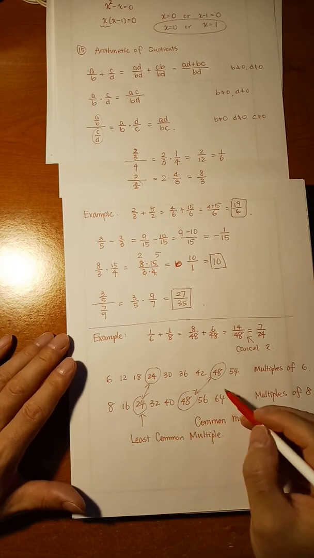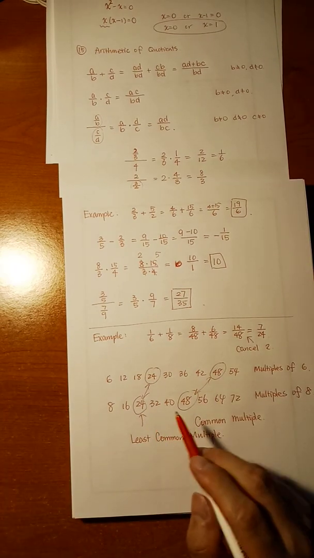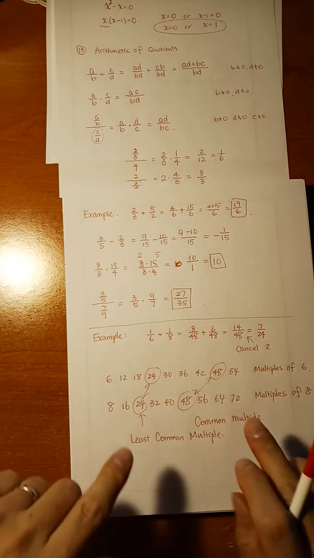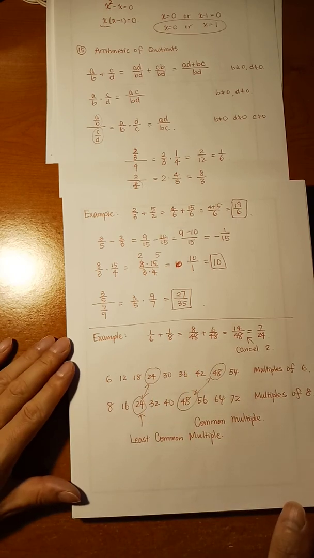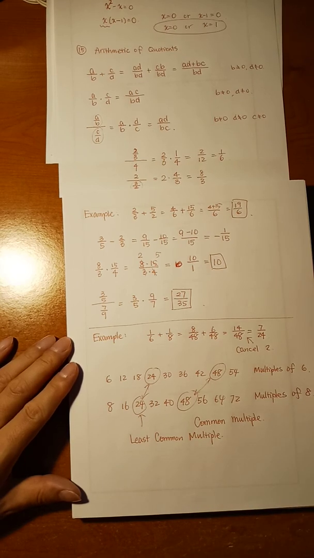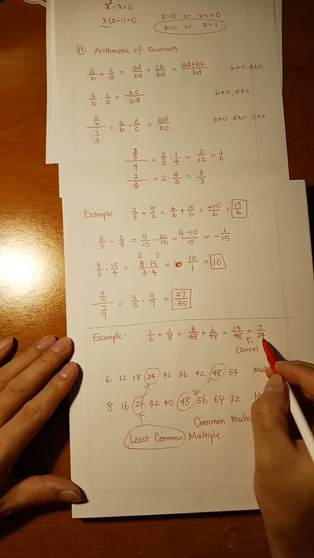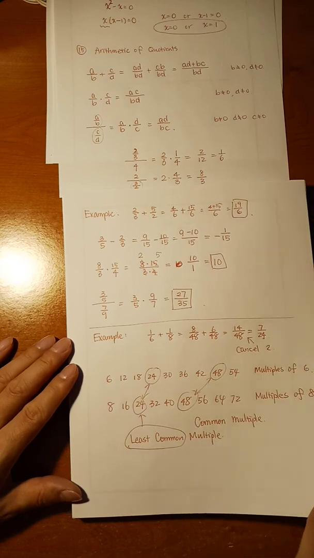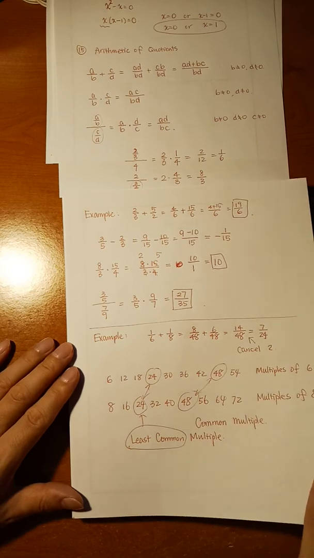Least common multiple. 48 is a common multiple, but it's not the least because 24 is also a common multiple. It's smaller than 48. So the least common multiple means it is a common multiple, it's the smallest one. The reason we need the least common multiple is that you see here, the final denominator actually is the least common multiple.